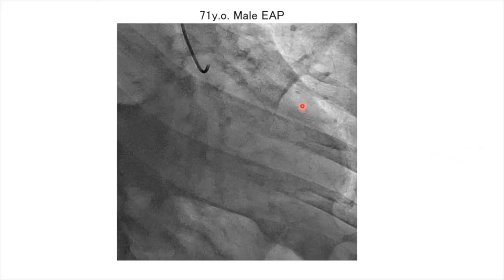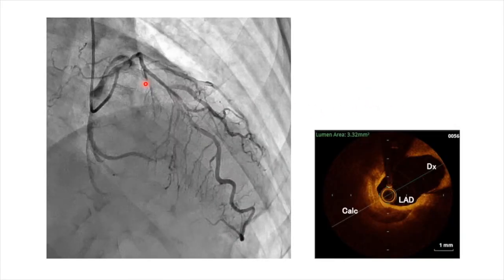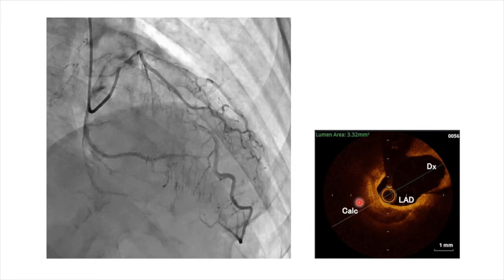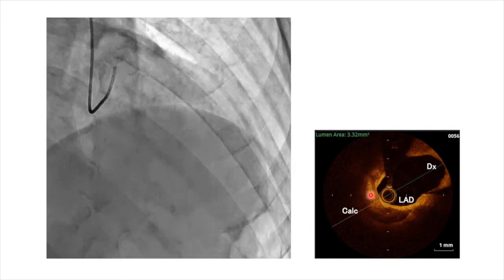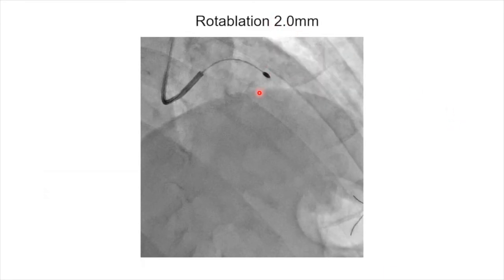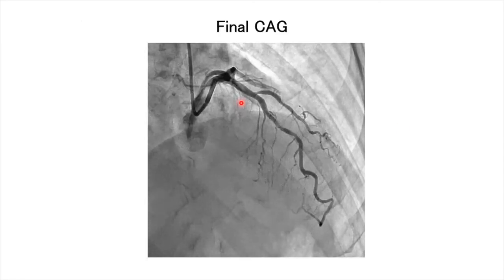You can see the severe stenosis in the LAD involving a diagonal branch here. OCT shows calcium at the opposite side of the diagonal branch. We performed rotational atherectomy using a 2.0 millimeter burr. Then a Xience stent 3.5 by 23 was implanted in the LAD and we finished with kissing balloon technique using 3.5 and 2 millimeter balloons. The final angiogram showed a beautiful result.